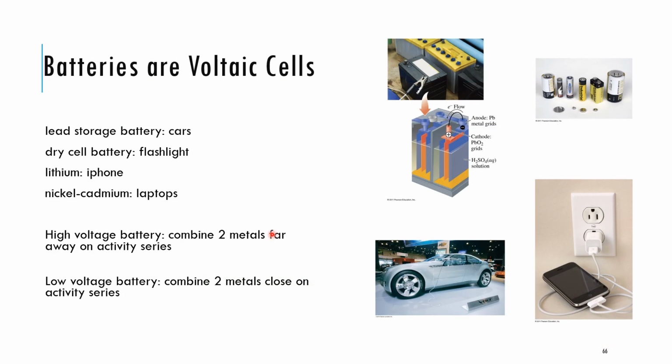Batteries are real-life examples of voltaic cells. Lead-acid batteries are commonly found in cars. Lithium-ion batteries are used in phones, laptops, and other portable electronics. The voltage a battery can produce depends on how far apart the two metals are on the activity series. A high-voltage battery uses metals that are far apart on the activity series, a large difference in reduction potential. A low-voltage battery uses metals that are closer together on the series.